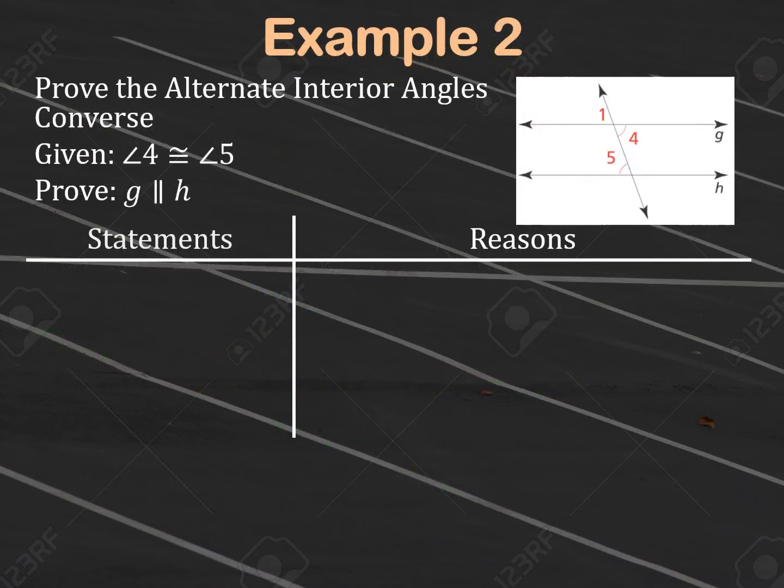So in example 2, we're going to prove the alternate interior angles converse. Given angles 4 and 5 are congruent, we are going to prove that G is parallel to H. So we'll start with statement 1. Angle 4 is congruent to angle 5. That is given.